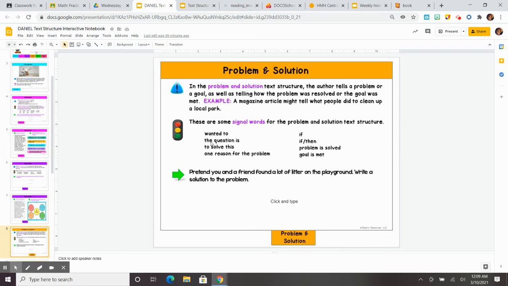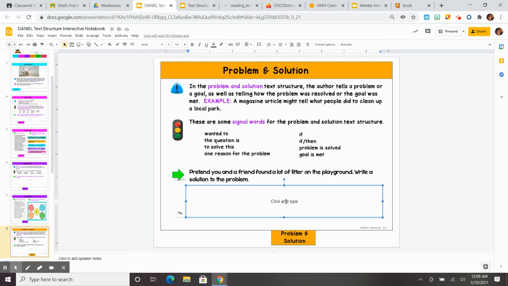You have wanted to, the question is, to solve this, one reason for the problem, if such and such happened, then such and such happened, problem is solved, goal is met. Pretend you and a friend found a lot of litter on the playground. Write a solution to the problem. How would you and your friend solve the problem? Okay? So you're going to type it right here.